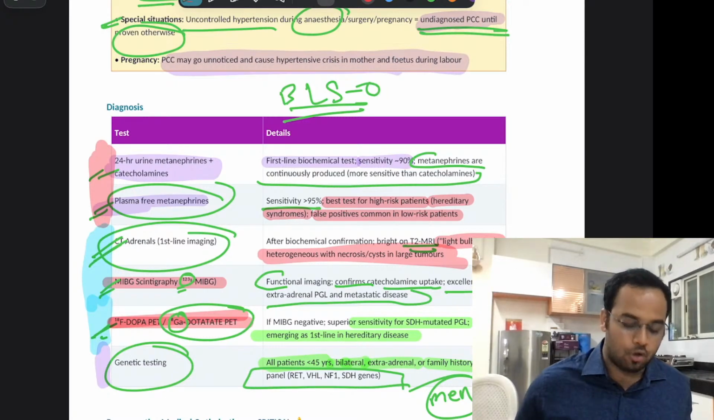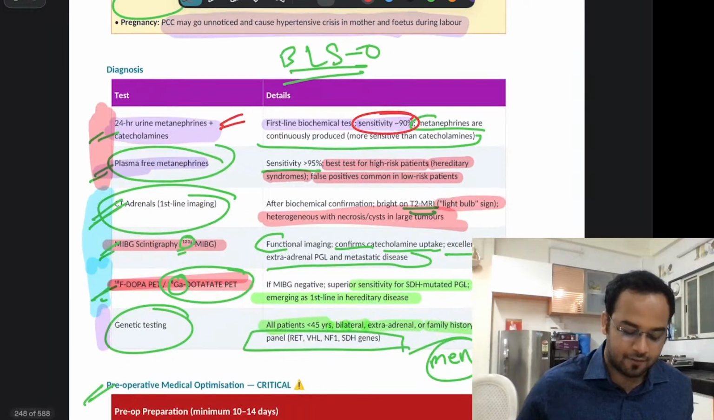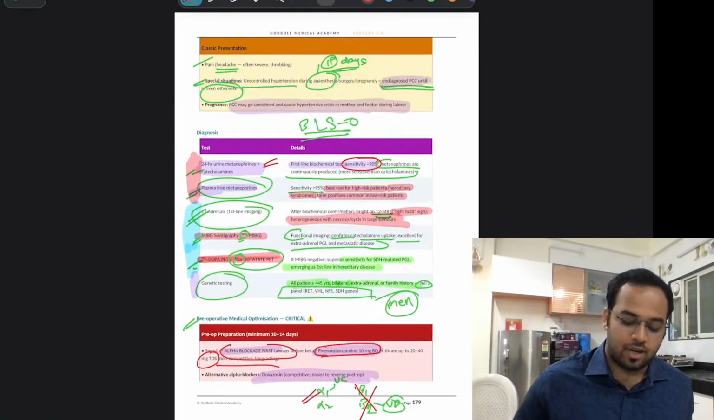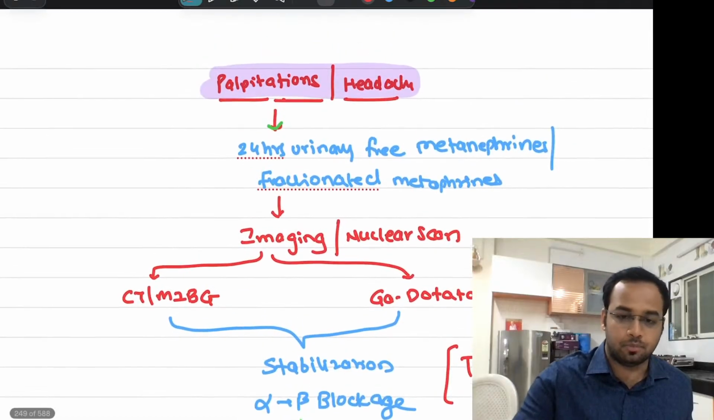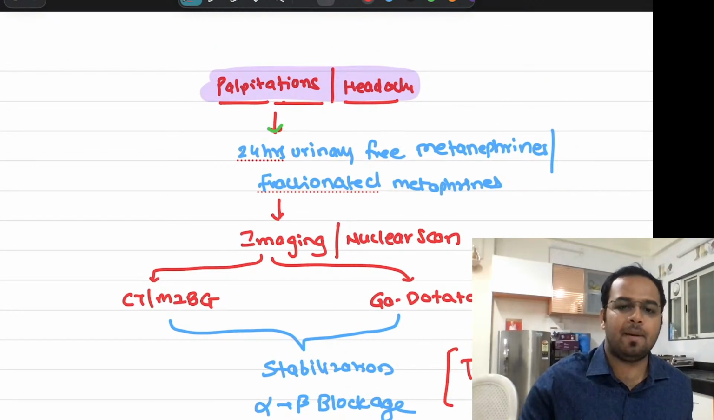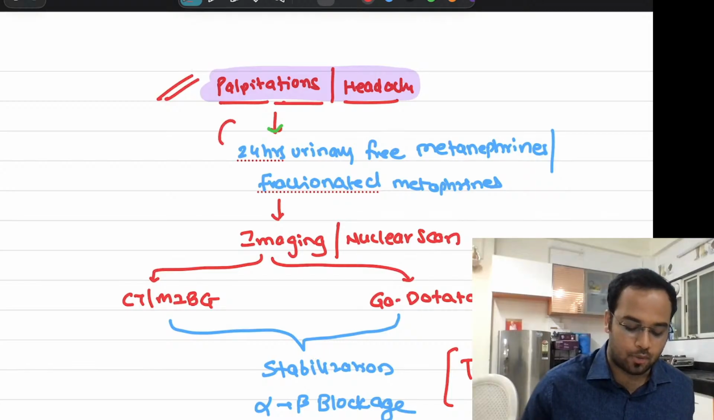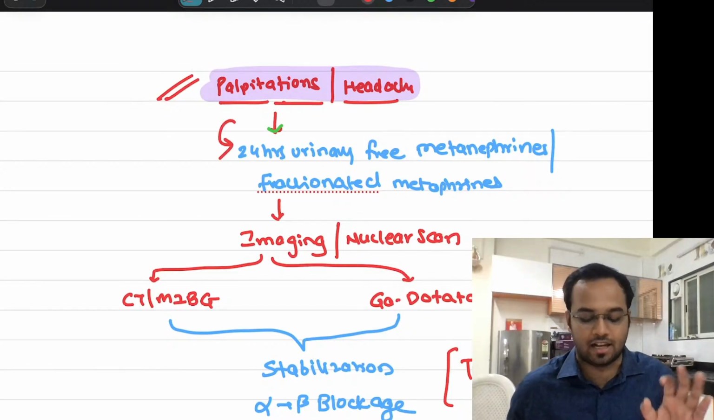After you go for 24 hours urinary metanephrines and catecholamines, this first biochemical test is going to be 90% sensitive. Plasma plus urine, and after doing that you go for imaging. In the imaging, you go for 2 scans, rightly given in the flow chart. So in any patient of phaeochromocytoma who presents with palpitations and headache, you go for 24 hours urinary metanephrines and fractionated metanephrines.